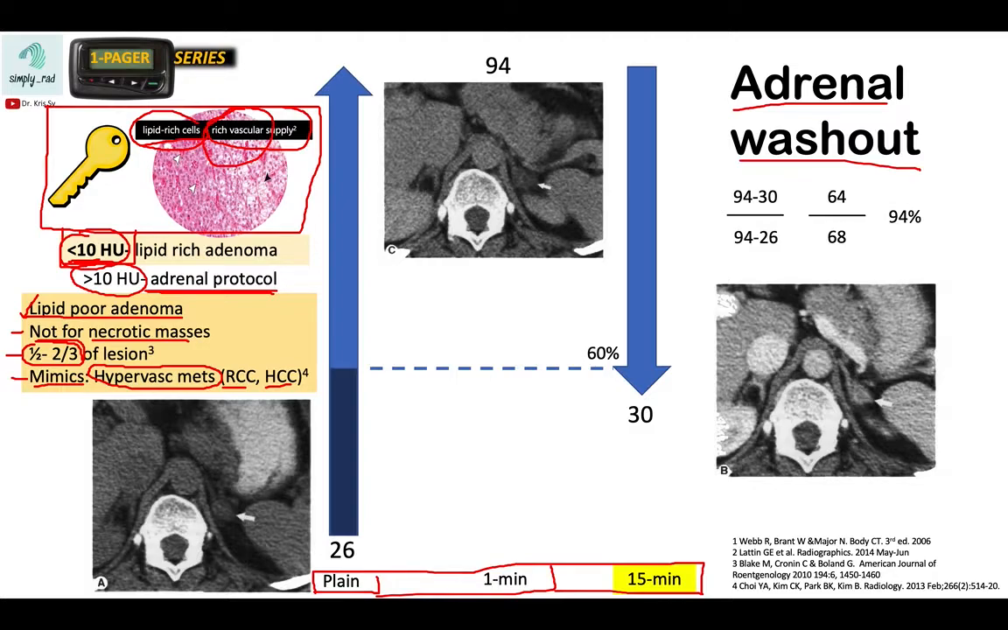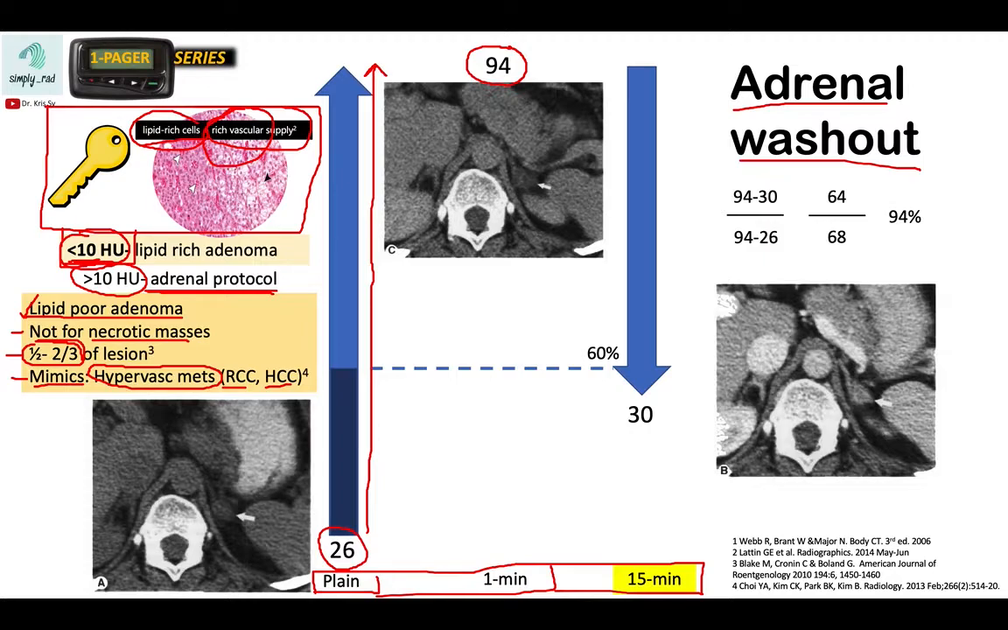So naturally, when we have a plain scan, which is this, for example, this Hounsfield unit, at the 1 minute post-contrast study, the Hounsfield unit or the attenuation will increase by the time it is measured in the portal venous phase. In this example, from 26, it became 94.